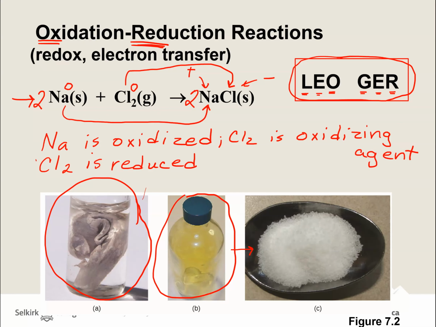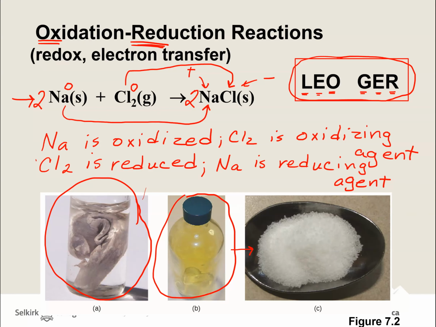The chlorine causes oxidation while it gets reduced. And similarly, the reducing agent is sodium. The sodium causes the reduction of the chlorine. It is the reducing agent. It causes reduction while it gets oxidized.